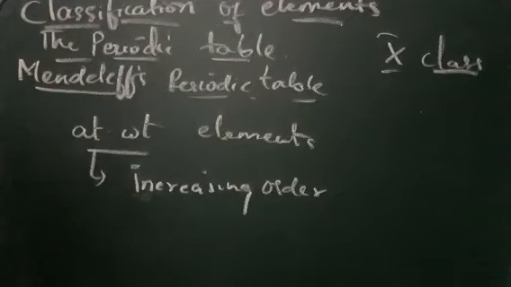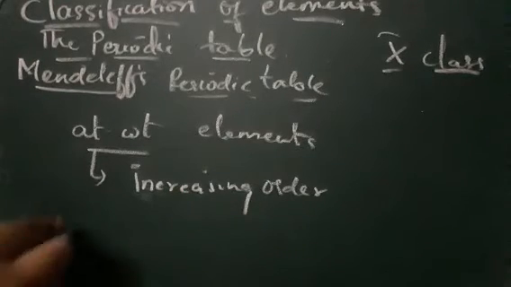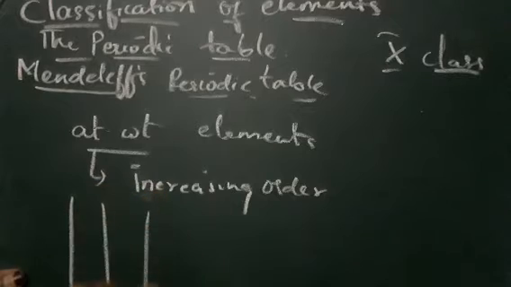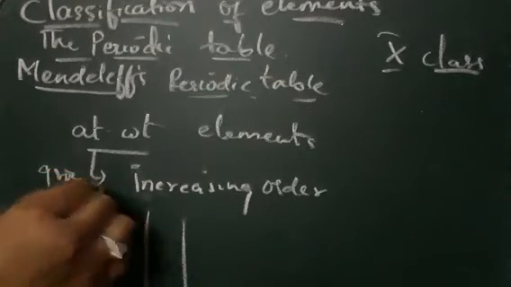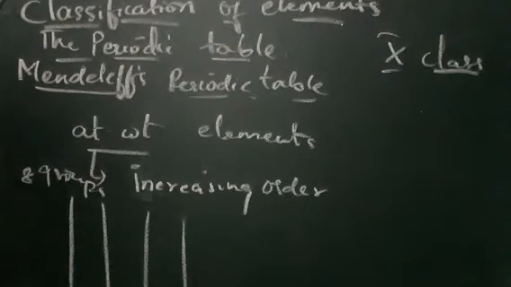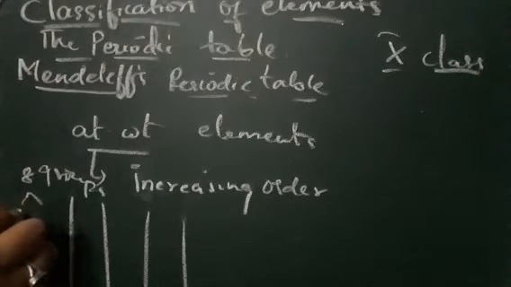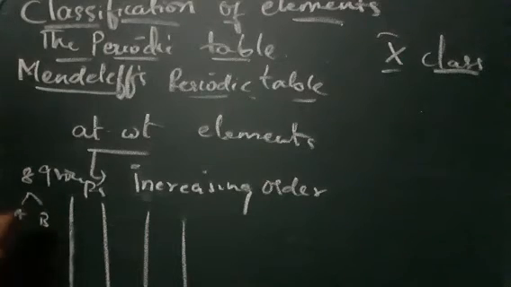Then he divided the chart into 8 vertical columns known as groups, and the horizontal rows were known as periods. Each group is divided into A and B subgroups. First, he just divided the columns like this, 1, 2, 3, 4. He made 8 groups, and each group is again divided into A and B subgroups, 1A, 1B, 2A, 2B, like this.